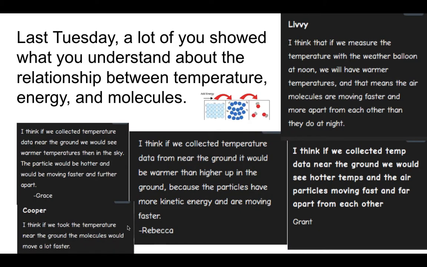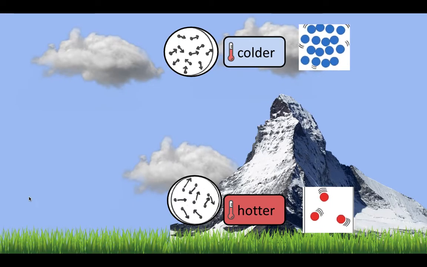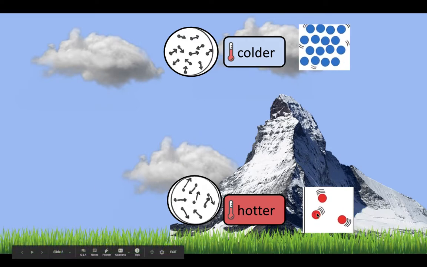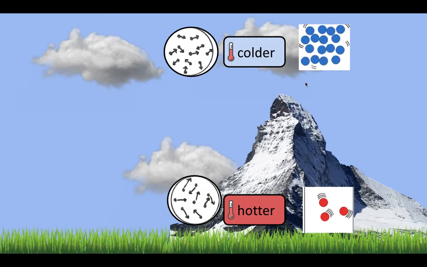Last Tuesday, a lot of you showed what you understood about the relationship between temperature, energy, and molecules. For example, Grace said that if we collected temperature data near the ground, we would see warmer temperatures and the particles would probably be hotter and faster and moving farther apart. Many of you drew models like this that showed that the air closer to the ground was hotter and the particles were moving faster and had more energy, and the air higher up in the sky was colder and the molecules were moving slower and they had less energy.